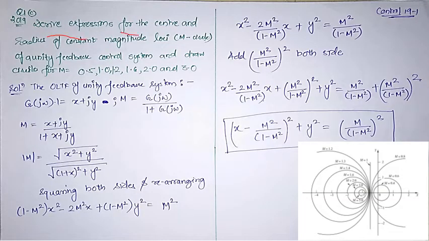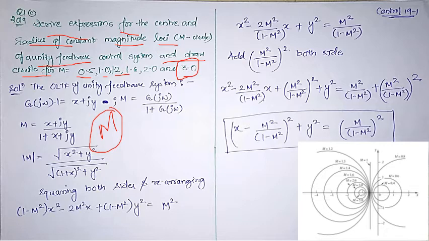derive the expression for the center and the radius of a constant magnitude loci, that is M circle, of a unity feedback control system, and draw the circles for M equals 0, 0.5, 1, 1.2, 1.6, 2.0 and 3. Please understand what we are doing. We are only looking for the magnitude. See, M circles only deal with the magnitude of the system. Okay, that you have to always understand.